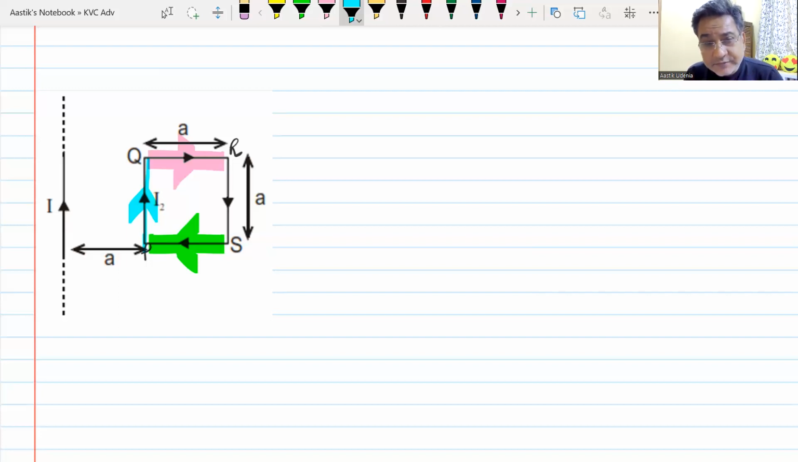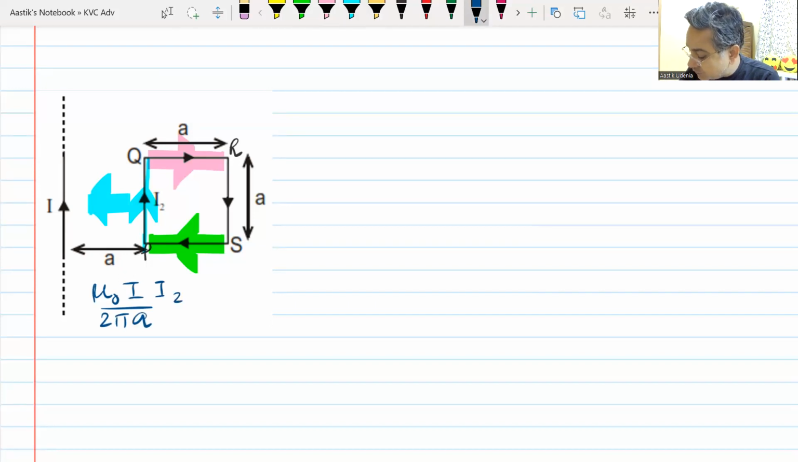Which force would I be asking about? The force due to I. What is the answer? It is mu naught by 2 pi into I1 I2. Attractive or repulsive? Attractive, sir. Thank God. The force is attractive. What is the value of this force? Mu naught I by 2 pi A into I2 into A. Yes or no? Yes, sir.